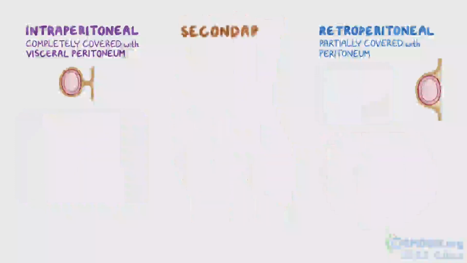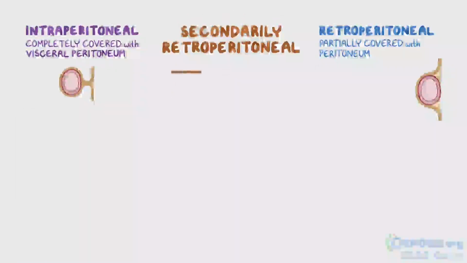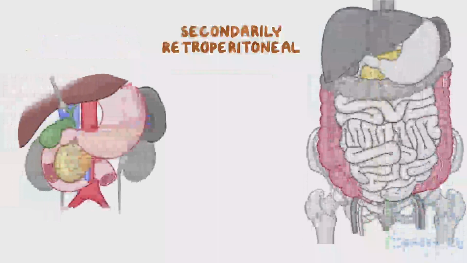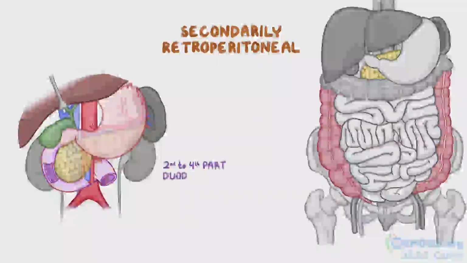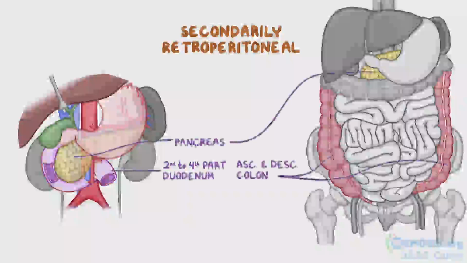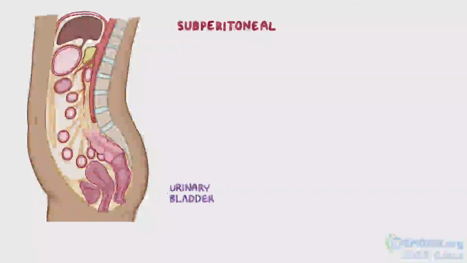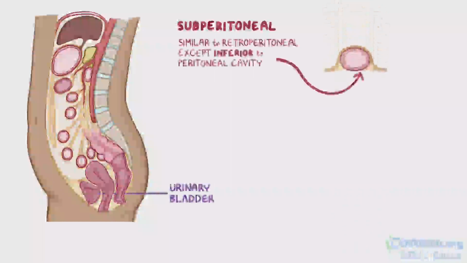There are also secondarily retroperitoneal organs, where they begin as intraperitoneal but later on in development become attached to the posterior abdominal wall. The secondarily retroperitoneal organs include the second to the fourth part of the duodenum, pancreas, and the ascending and descending colon. Lastly, the subperitoneal organs, like the urinary bladder, are similar to the retroperitoneal organs, except they are located inferior to the peritoneal cavity rather than posterior to it.